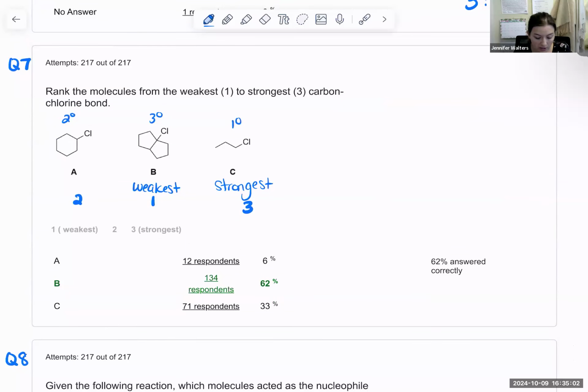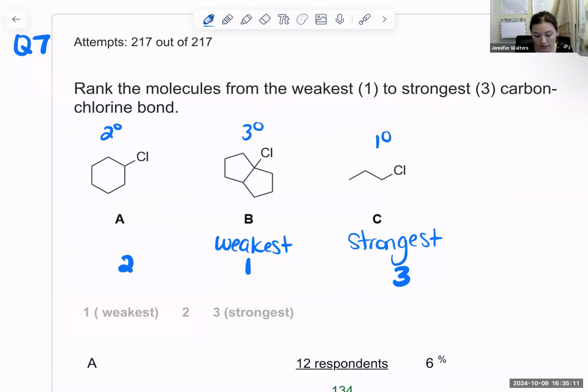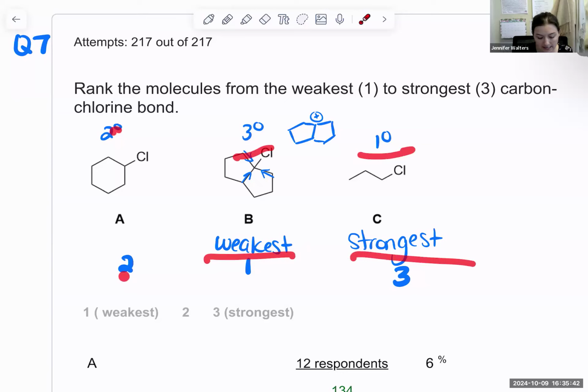Question 7, rank the molecules from weakest to strongest carbon-chlorine bond. All right, so you can think about this two ways. One, the one that's going to be weakest is the one that has the greatest number of substituents pushing the chlorine farther away from the carbon. That is going to weaken the bond using induction and hyperconjugation. We can also think about it as the stability of a carbocation. If I were to put a carbocation there, the tertiary carbocation is going to be the most stable. So it had to come from the weakest bond originally. So my tertiary is going to be the weakest, my primary is the strongest, and secondary is in the middle.